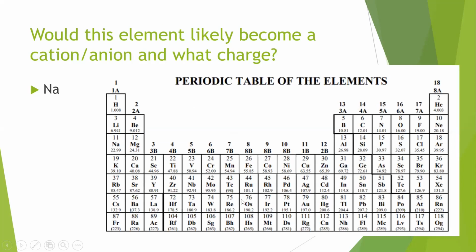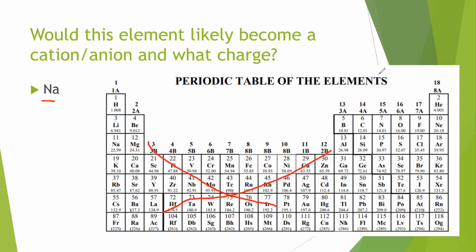So type your answer in the chat when you have it. Would this element Na likely become a cation or anion, and what would be the charge associated? So here's a tip. All of these elements are not going to be in this weird block. First you're going to have to find where Na is, and then determine, is it a cation? And then what would the charge be? Cation or anion? And would it be a +1 charge, +2, -1, -2?